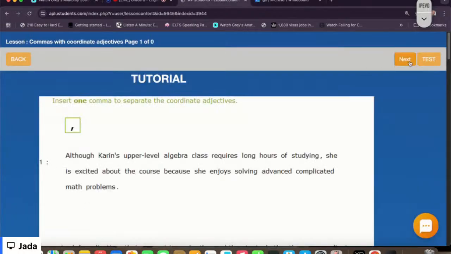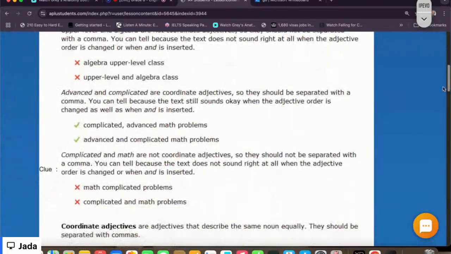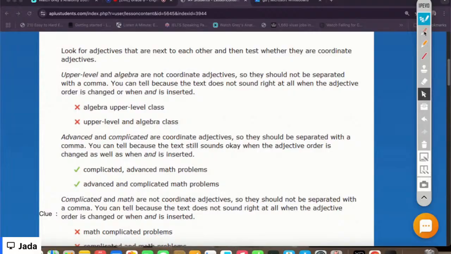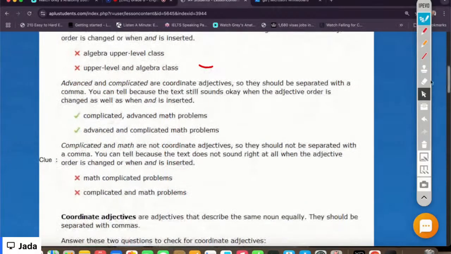So we have commas with coordinate adjectives. Look for adjectives that are next to each other and then test whether they are coordinate adjectives. For example, upper level and algebra are not coordinate adjectives, so they should not be separated with a comma. You can tell because the text does not sound right at all when the adjective order is changed or when and is inserted. Okay.